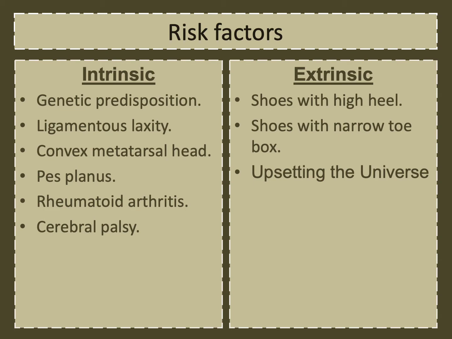So the risk factors for this, there is a genetic predisposition. Ligamentous laxity, convex metatarsal head, pes planus, rheumatoid arthritis, cerebral palsy. Those are all intrinsic factors. Extrinsic factors, a little more controversial, but shoes with a high heel, shoes with a narrow toe box, and of course upsetting the universe. You don't want to do that because you don't want a bunion.